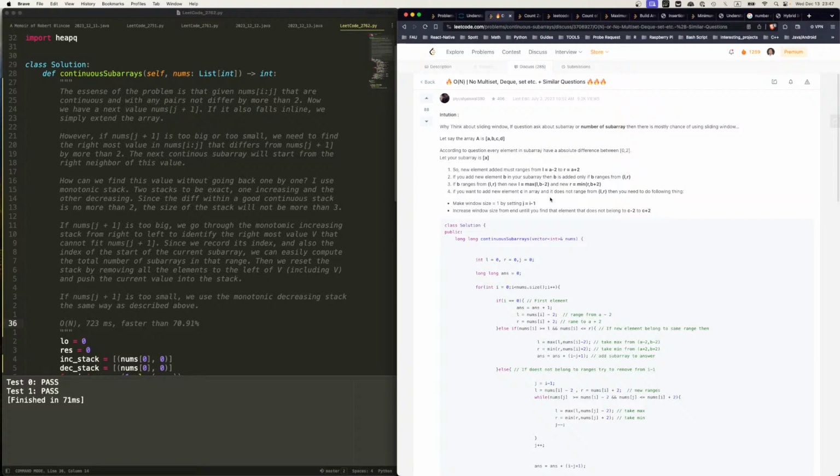And I don't see a min. There is a min and max. We have a min, we have a max. So we keep track of the min and max that we are allowed. Min and max is allowed in this range. And if the new one comes in, which is outside this range, then we move from left to right.